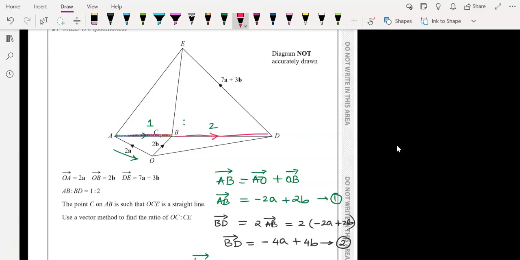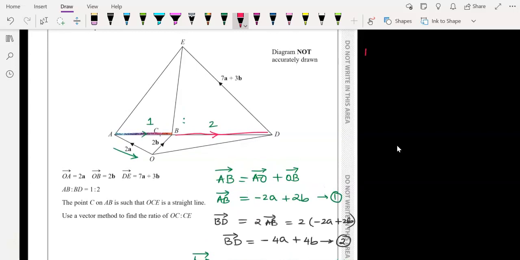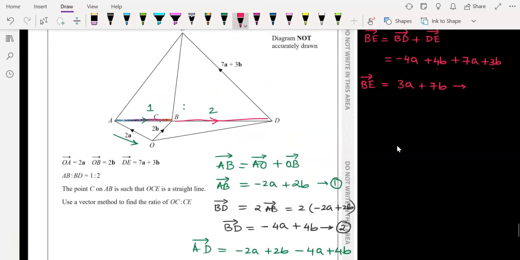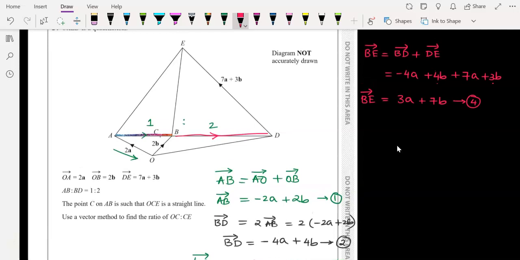Now I can find vector BE. To go from B to E, it will be vector BD plus vector DE. Vector BD is minus 4a plus 4b, and vector DE is given to us, it is 7a plus 3b. When you combine, you get vector BE: 7a minus 4a gives 3a, and 4b plus 3b equals 7b. This is point number 4.